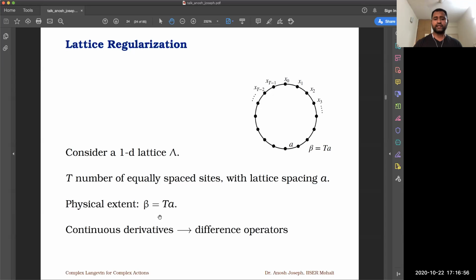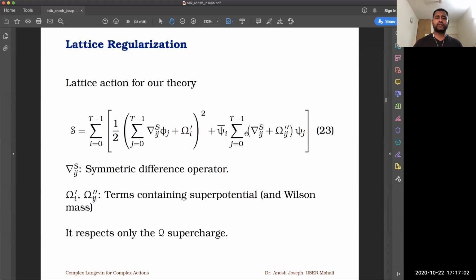Then we know that continuous derivatives have to become finite difference operators on the lattice. So the action of our lattice theory, it is this. Okay, so it takes this particular form. I am not giving the details. So once we discretize, it takes this particular form. So here, this del IJ is a symmetric difference operator, and this omega prime and omega double prime, these are the terms that contain the superpotential and also the Wilson mass parameter. Okay, so we are using the Wilson discretization for the fermions. So this action respects only one supercharge. The other one, Q bar, is broken on the lattice. So this action is invariant under supersymmetry charge Q.